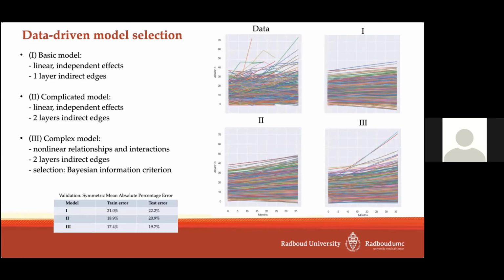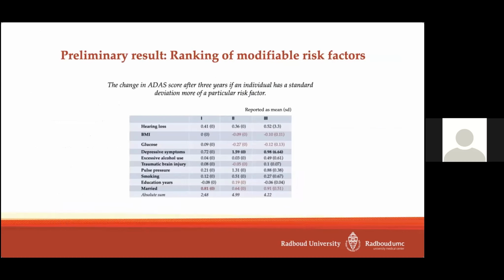All right, so finally, the whole reason for this exercise was to get some insight into which risk factors are important to intervene on in individuals to prevent Alzheimer's disease. And so what we do here is basically a local sensitivity analysis, where we look at the change in ADAS, so that's cognitive dysfunctioning, after 3 years if an individual has a standard deviation more of a particular risk factor. So we do it one at a time, not combinations of risk factors for now.